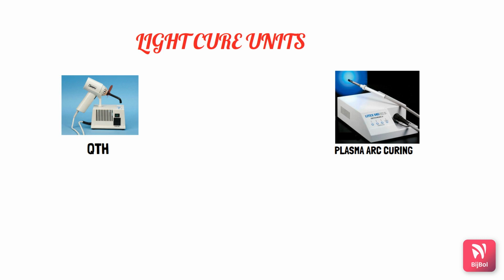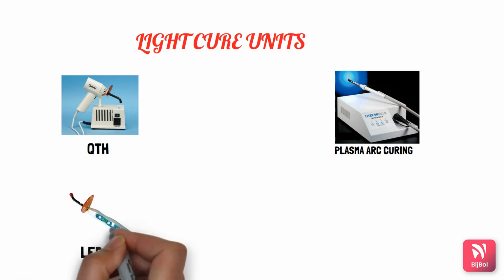Now we'll see the LED light. The LED light has blue light emitting diodes emitting a narrow wavelength of light, which is in the absorption range of camphorquinone. So, this also produces a greater output like the plasma arc curing light. But the advantage in this is that there is no need of filters to produce the blue light.